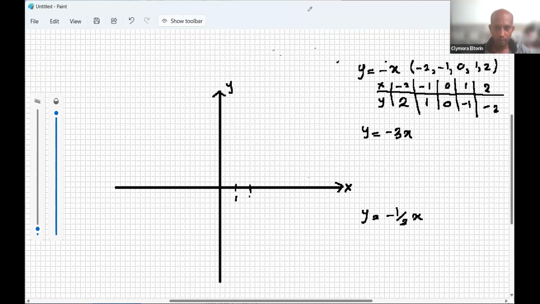One, two, three, four, five. Okay, it's enough.